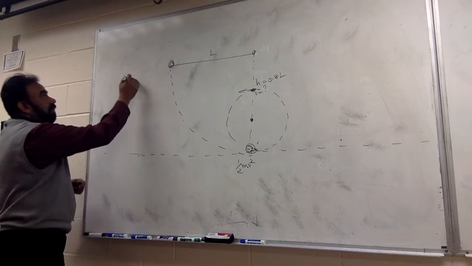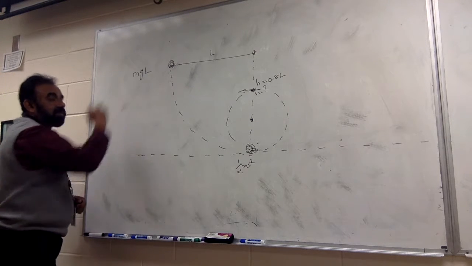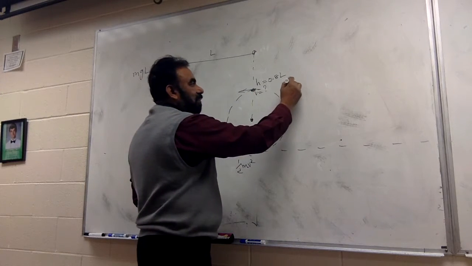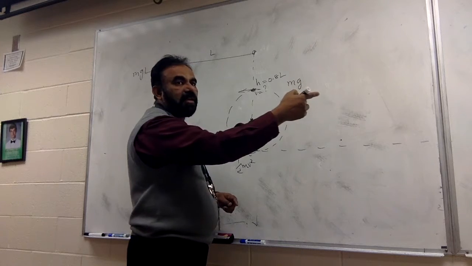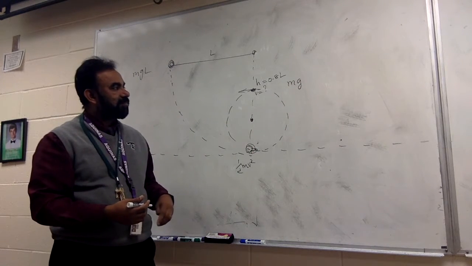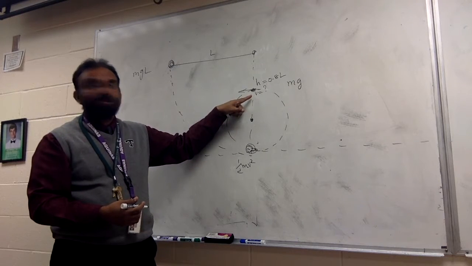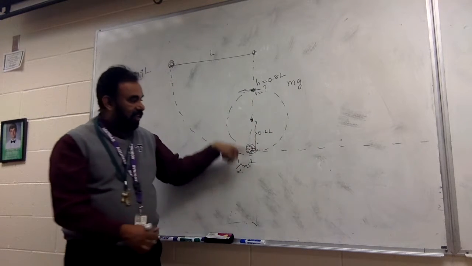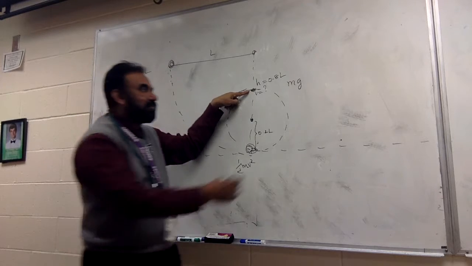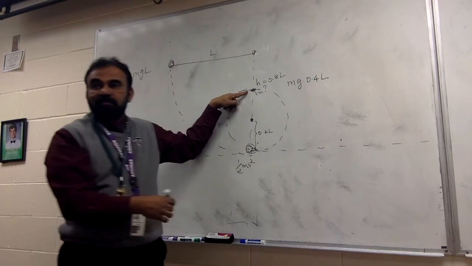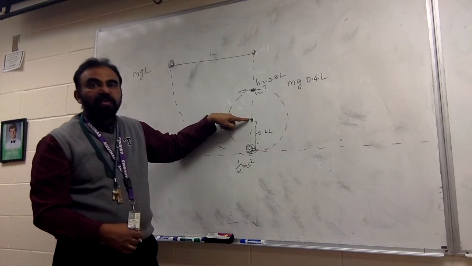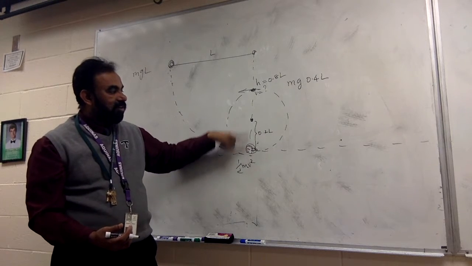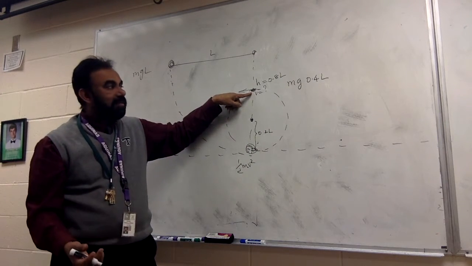The energy here is mgL, correct? What energy does it have here? GPE, mgh. How much is h? 0.4 L. They said 0.8 L is from here to here. If the rest of it is 0.2 L, that's the radius. One more radius on the top is another 0.2 L, so 0.4 L.